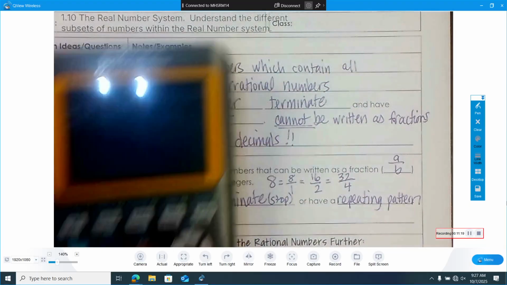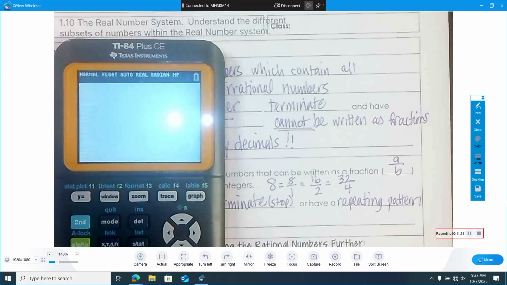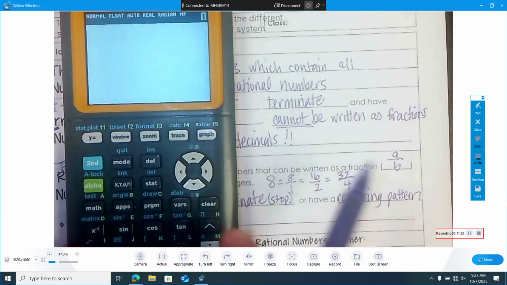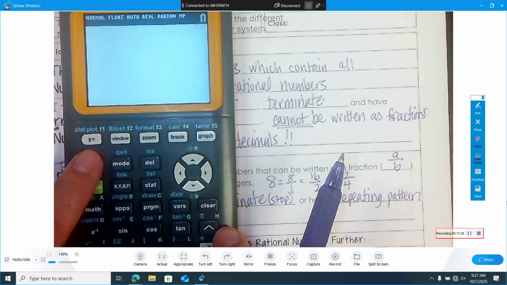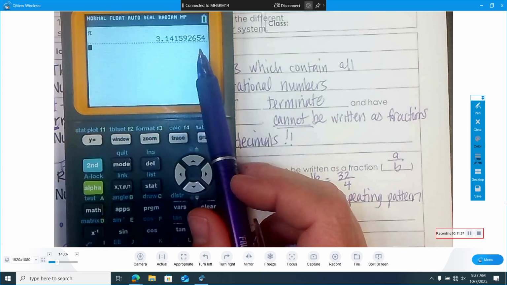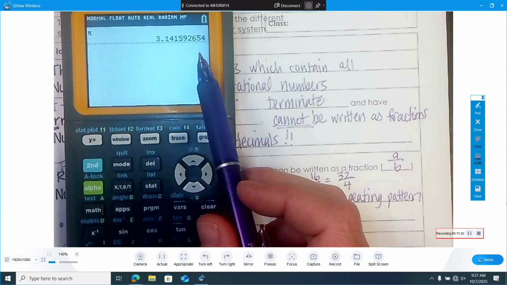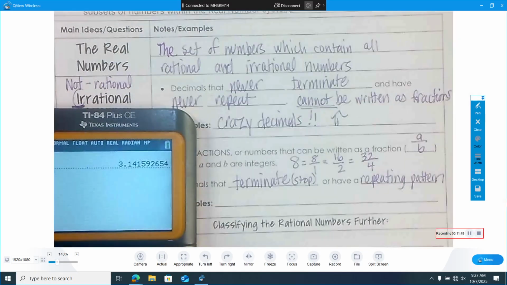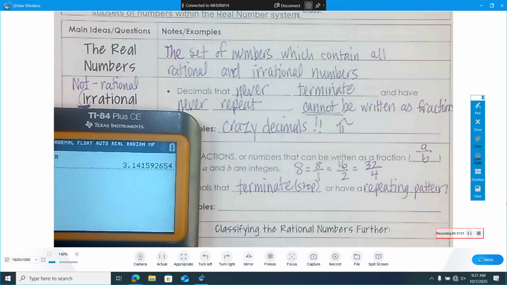All right? Like, for instance, pi. Do you guys know that you have a button here on your calculator called pi? You see it's blue? And so if we do second pi, you can see pi, 3.14159, blah, blah, blah. Okay? Would you call this a lovely rational decimal or a totally crazy decimal? It's a crazy decimal, okay? So pi is an example of an irrational number. It's totally crazy, all right?